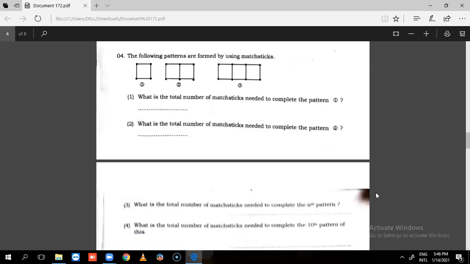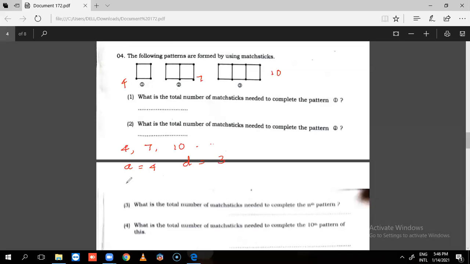Next one. They are asking here, what is the total number of matchsticks needed to complete the nth pattern? Then we have to find the general term. You can see this is 4, this is 7, this is 10. First write like this: 4, 7, 10. Write the pattern. Then first term is here what? a equals 4. Common difference how much here? 7 subtract 4, 3. Common difference 3.